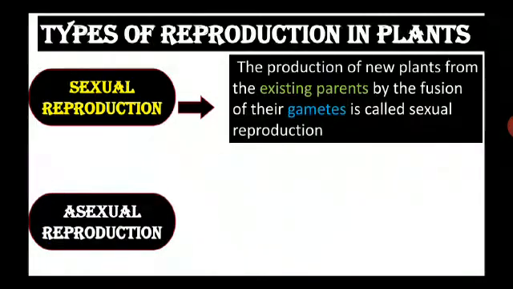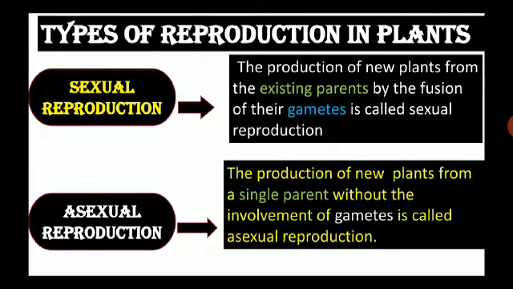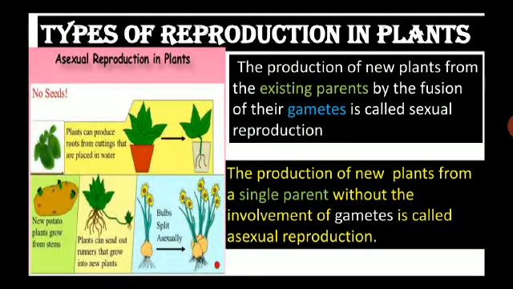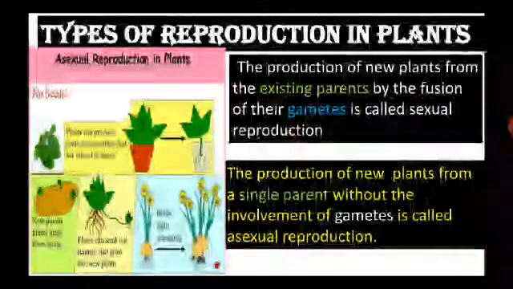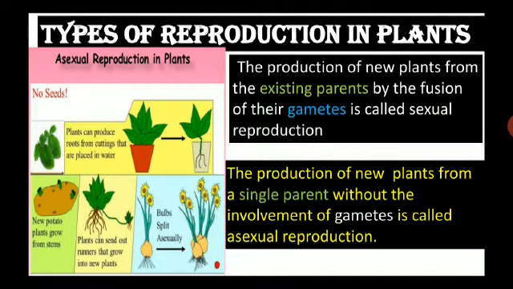Let us discuss asexual reproduction. The production of new plants from a single parent without the involvement of gametes is called asexual reproduction. Children, in asexual reproduction, we can see that seeds are not produced. New plants are grown from the existing part of plants. Like plants can produce roots from cuttings that are placed in water. A new potato plant grows from the stem. So in this way we can say that the new plants are grown from the existing part of the plant.